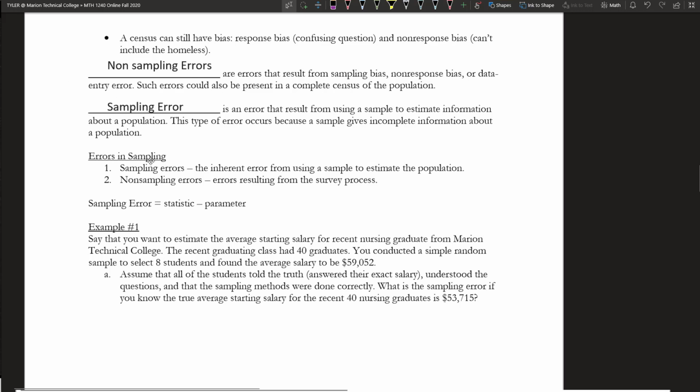So I have here errors in sampling. I wrote these definitions maybe a little easier, shorter, to help you remember them. So sampling errors are the inherent error from using a sample to estimate the population, right? So it's just something that naturally is going to occur because we don't have everyone in the population. Non-sampling errors are errors that result from the survey process.